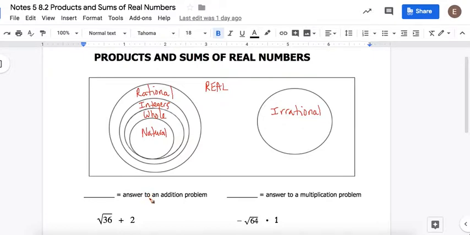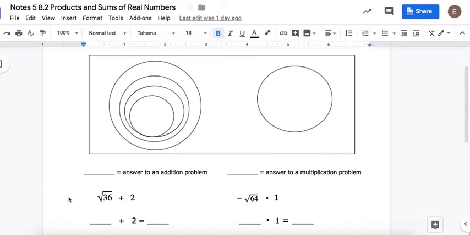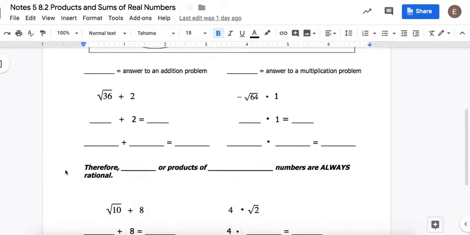Okay, let's look down below. An answer to an addition problem is the sum. And an answer to a multiplication problem is the product. Okay, now we're going to look at what happens when you add two rational numbers and multiply two rational numbers. And we're also going to look at what happens when you multiply a rational and an irrational and add a rational and an irrational.